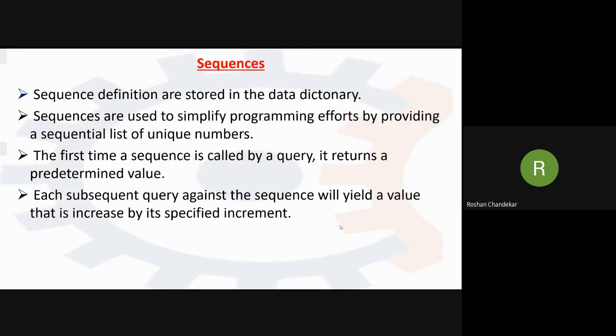The first time a sequence is called by a query, it returns a predetermined value. Whenever we fire a query, this query returns some value. If I fire a query like select name from student, it gives me the names of the students. So we can fire a query and it returns the predetermined value, which is stored in our data dictionary. This value is retrieved by firing a query. This is all about the sequences.